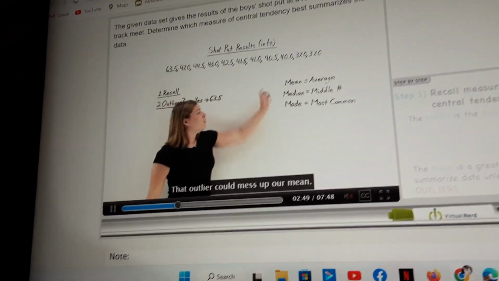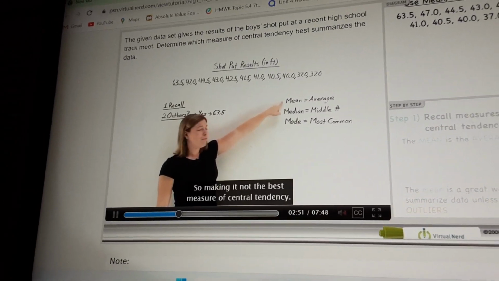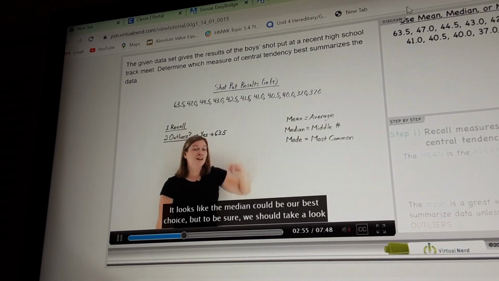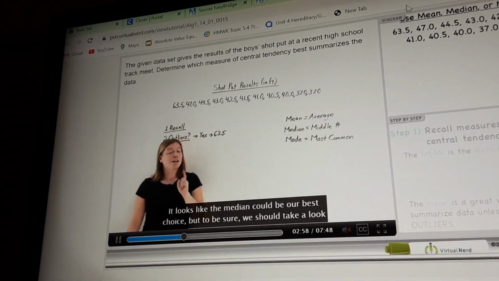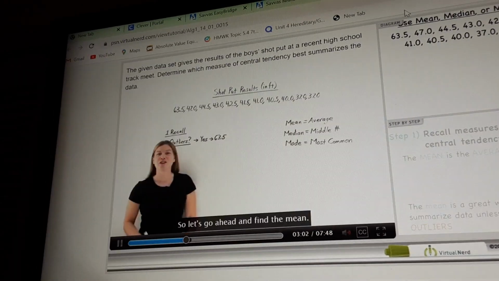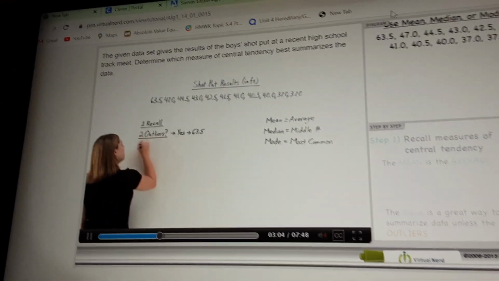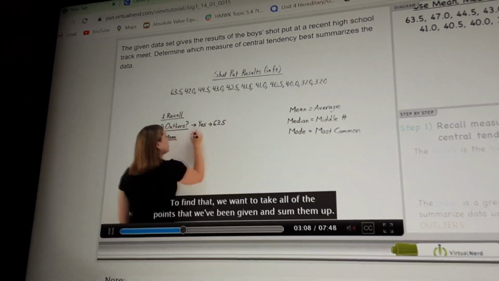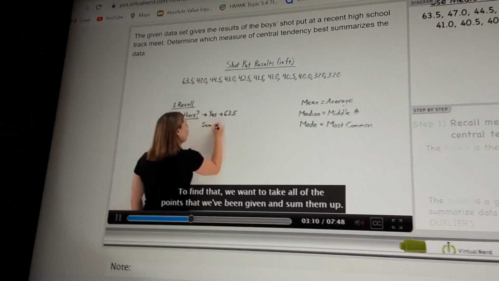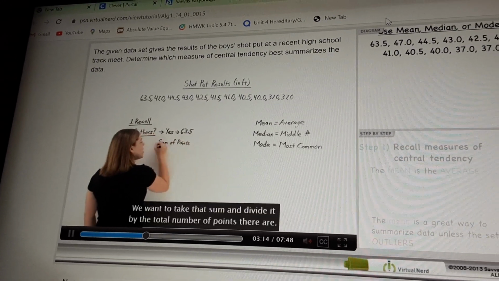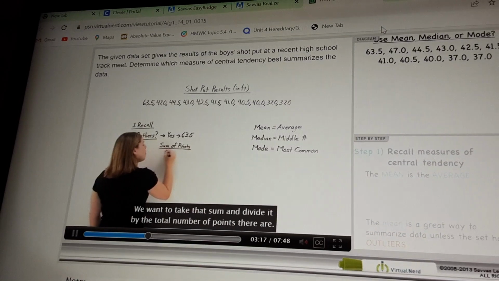That outlier could mess up our mean, making it not the best measure of central tendency. It looks like the median could be our best choice. But to be sure, we should take a look at all of these and then compare them. So let's go ahead and find the mean. Again, the mean is the average of our data set. To find that, we want to take all of the points that we've been given and sum them up. We want to take that sum and divide it by the total number of points there are.